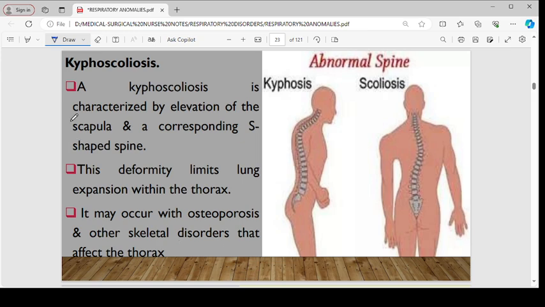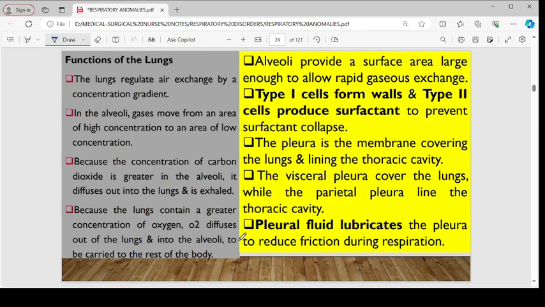The fourth one is kyphoscoliosis, which is characterized by elevation of the scapula and also a corresponding S-shaped spine. You can see the S-shaped spine. This deformity limits lung expansion within the thorax. It may also occur in osteoporosis and other skeletal disorders that affect the thorax.